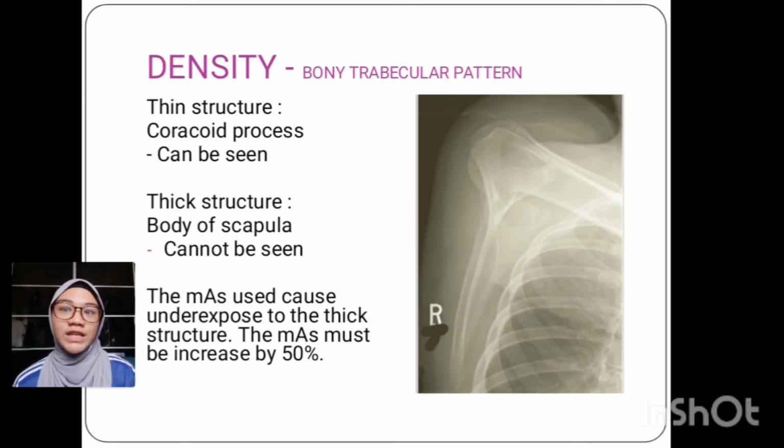Density. The bony trabecular pattern of the thin structure, which is the coracoid process, can be seen. The bony trabecular pattern for the thick structure, which is the body of the scapula, cannot be seen. Therefore, the mAs used causes underexposure to the thick structure. Thus, the mAs must be increased by 50%.